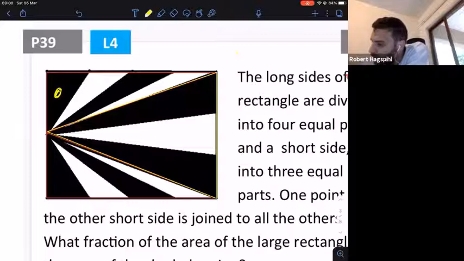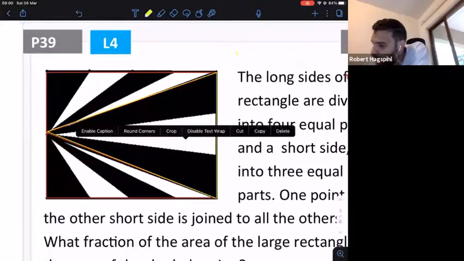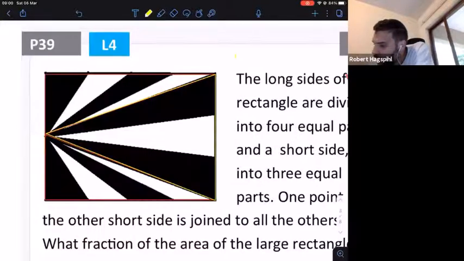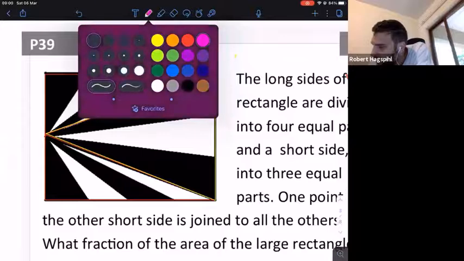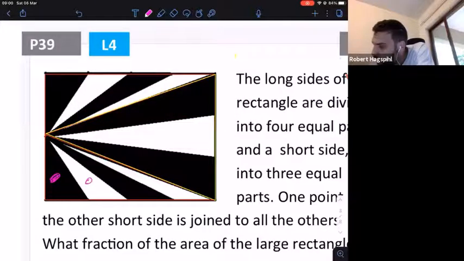Okay, so let's maybe start in the bottom here. All of these triangles, let me do not the yellow. Yellow is hard to see. Let me do pink. All of these triangles have got the same base and have got the same perpendicular height. And so all of those pink triangles have got the same area.